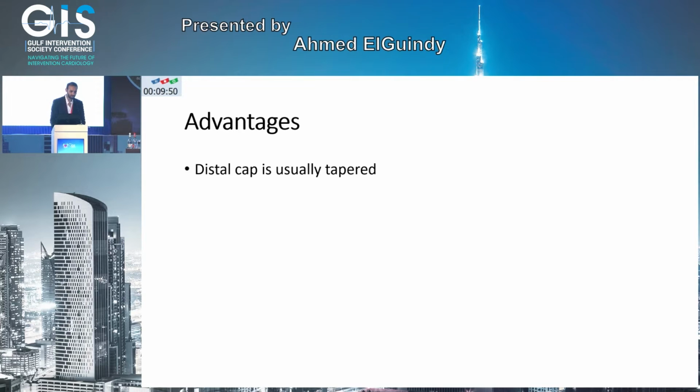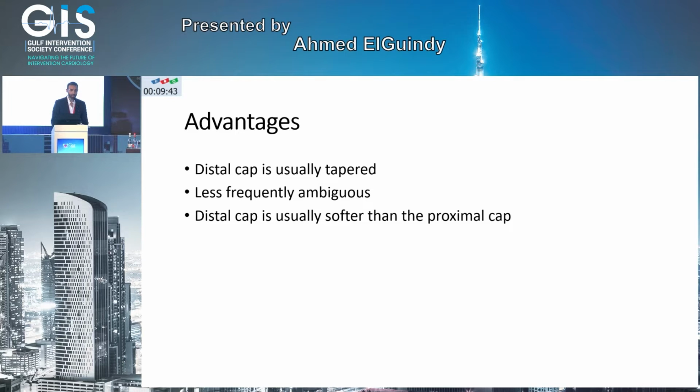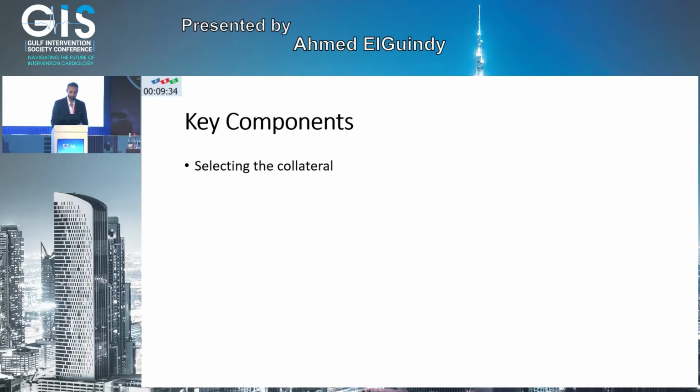And why does retrograde really work? Because A, the distal cap is usually tapered, unlike the proximal cap, which makes it less ambiguous. And because it's subjected to collateral pressure with less pulsatility rather than the systemic pressure with high pulse pressures, it is usually much softer than the proximal cap.